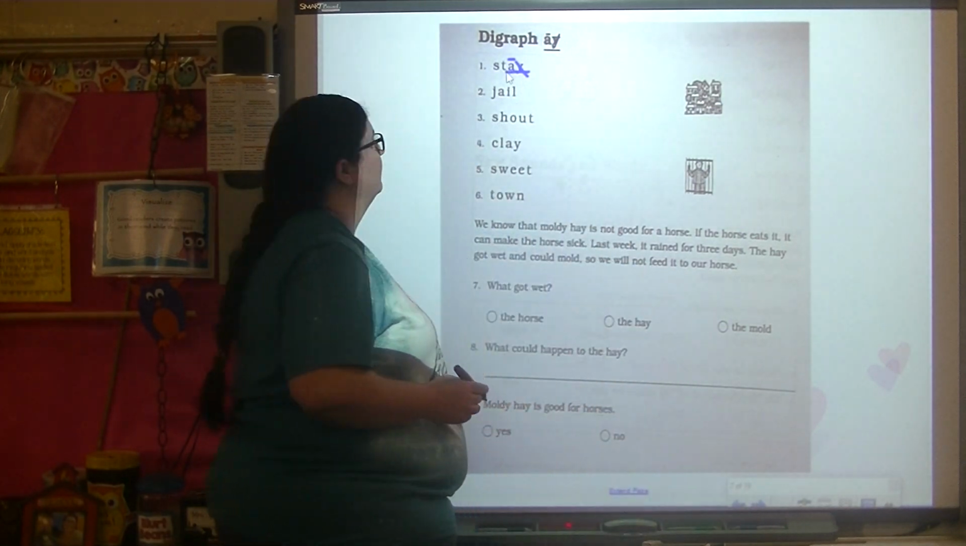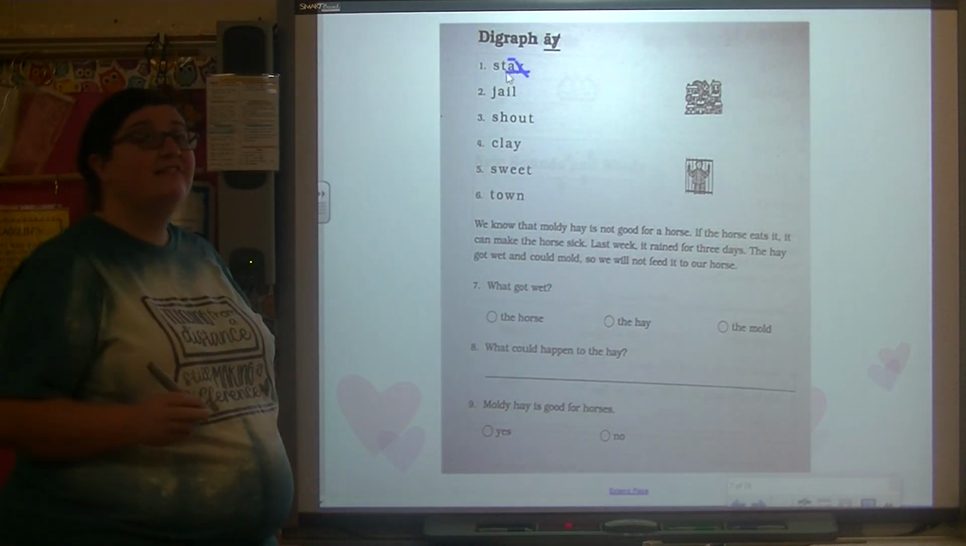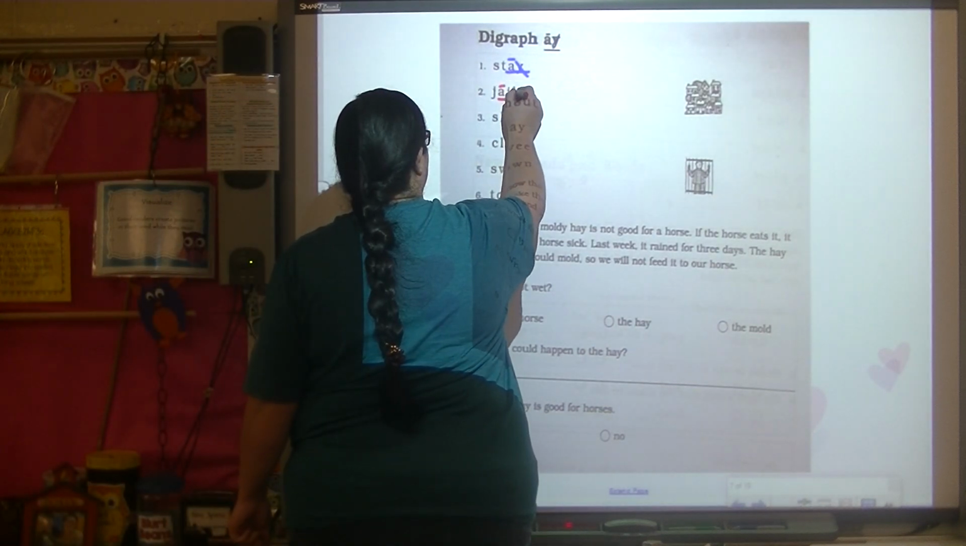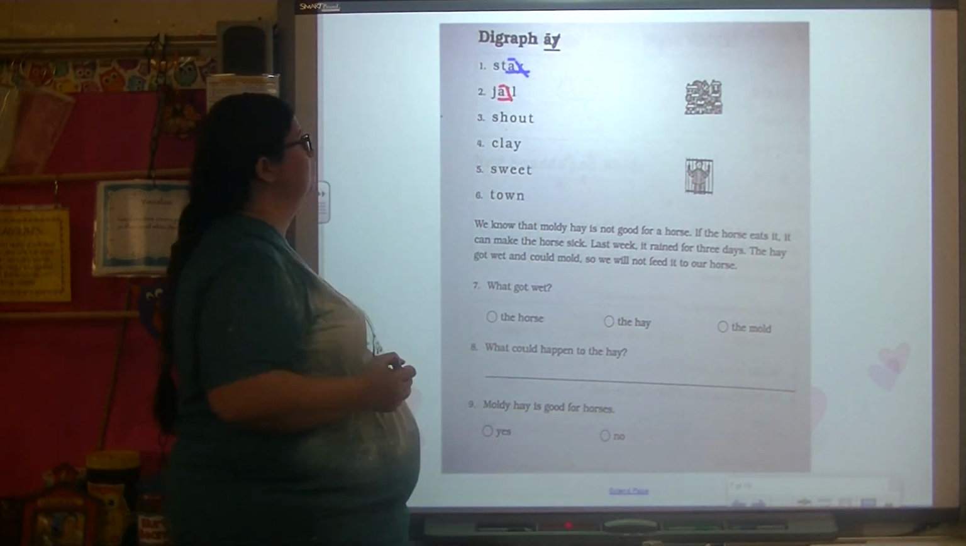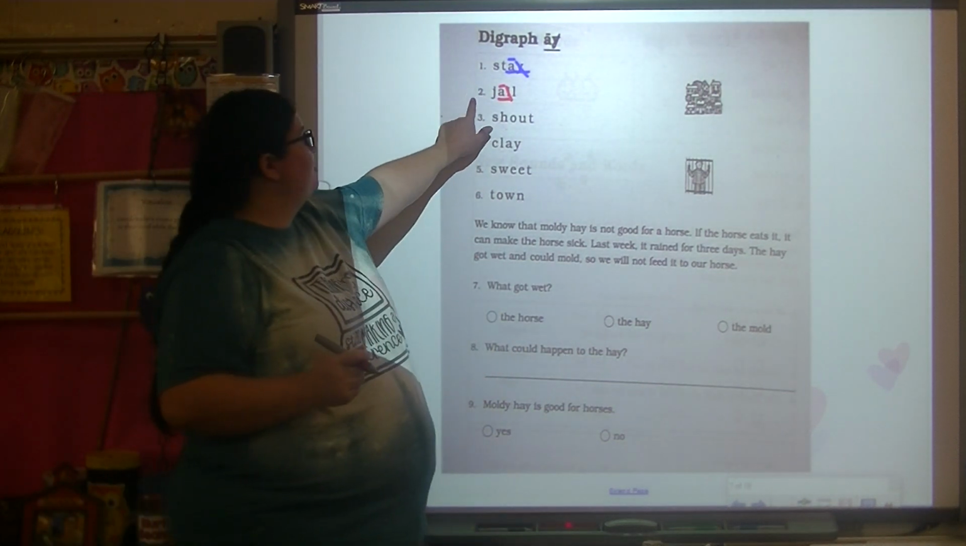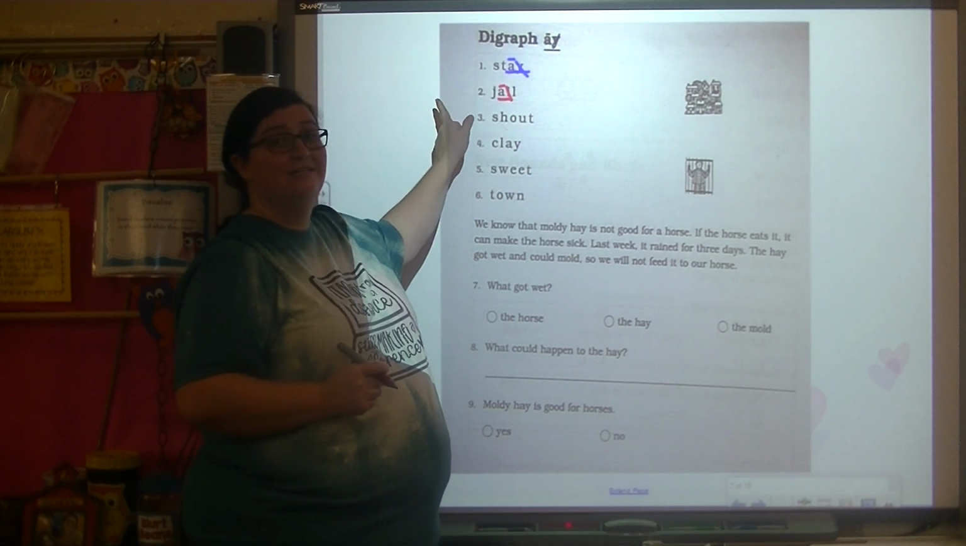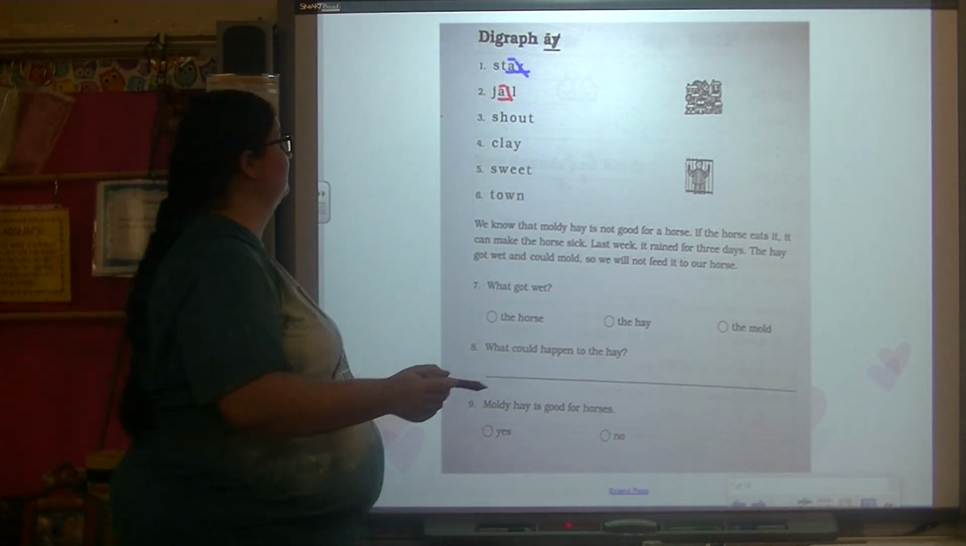Number 2. We have digraph AI. Sound it out. Jail. What word? Jail.